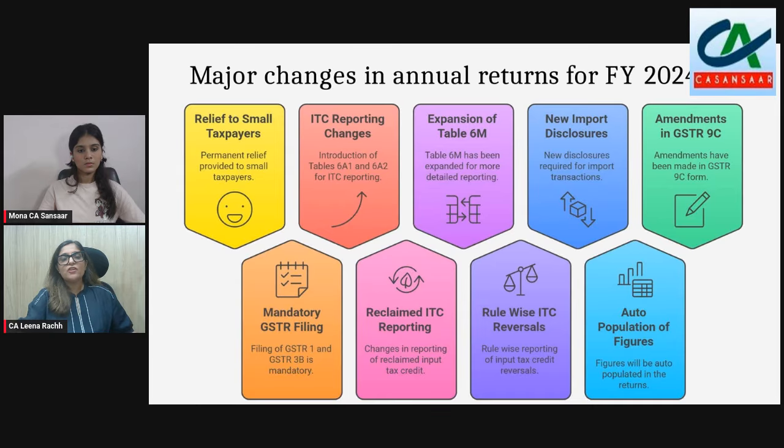Now, I'll just touch upon the headings before we delve into the details of each of these. Changes that we're going to be discussing today are relief to small taxpayers, mandatory GSTR filing, ITC reporting changes, reclaimed ITC reporting, expansion of table M, then reversals of ITC, new import disclosures, and auto population of figures. And we'll also touch upon the changes in GSTR 9C.